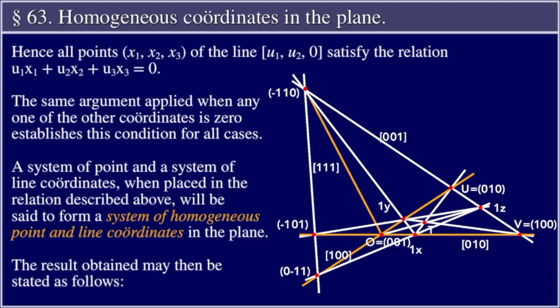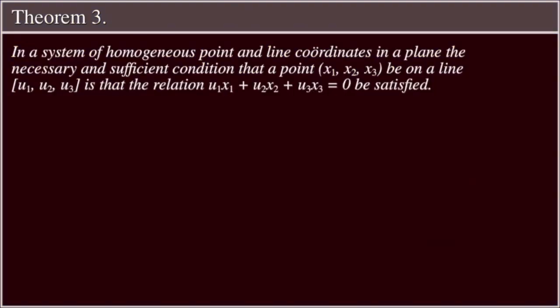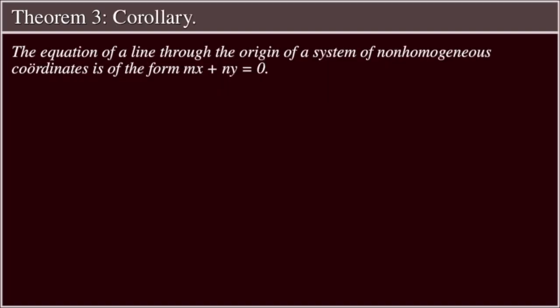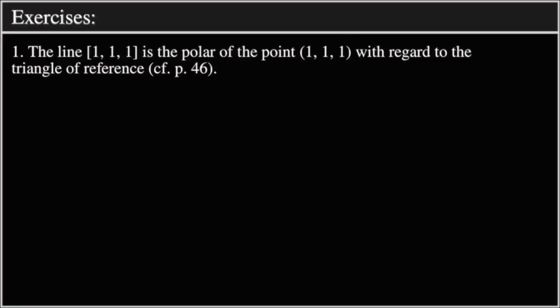The result obtained may then be stated as follows. Theorem 3. In a system of homogeneous point and line coordinates in a plane, a necessary and sufficient condition that a point x1, x2, x3 be on a line u1, u2, u3 is that the relation u1 x1 plus u2 x2 plus u3 x3 equals 0 be satisfied. Corollary. The equation of a line through the origin of a system of non-homogeneous coordinates is of the form mx plus ny equals 0.